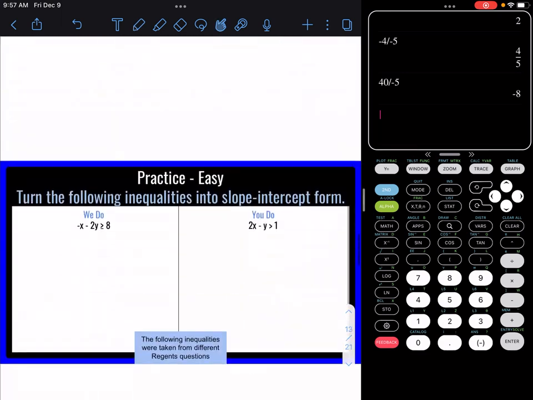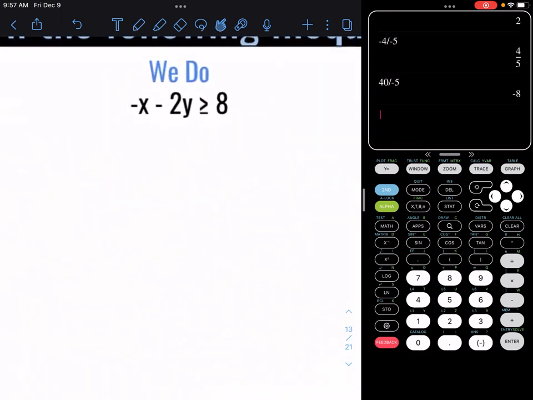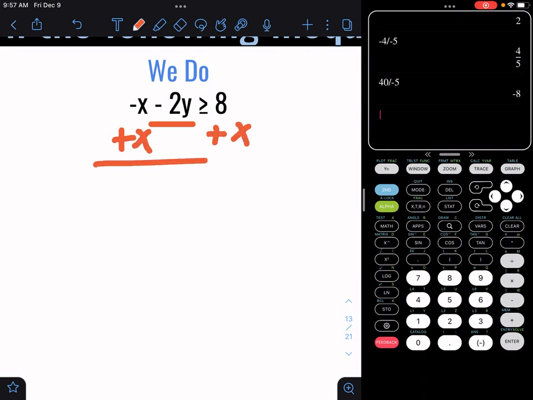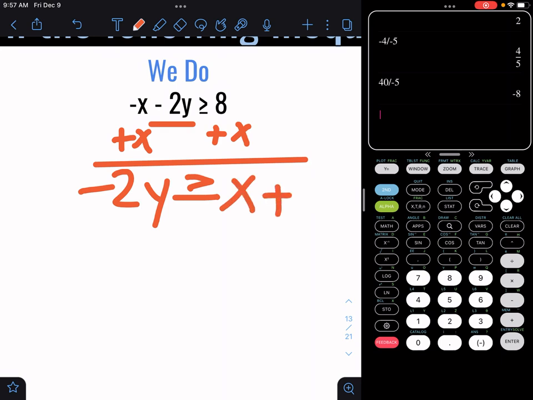Alright, so let's try this. Let's start with the easiest of problems. Same exact steps that we've been doing. First, we want to get that negative 2y by itself. So let's add x to both sides. When you add or subtract, nothing to do with the inequality sign. So I'll have negative 2y is greater than or equal to, put the x first, x plus 8.